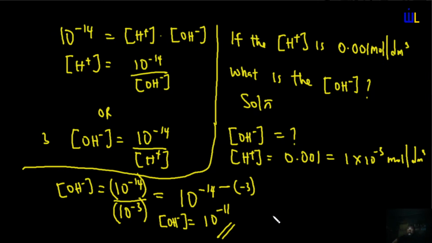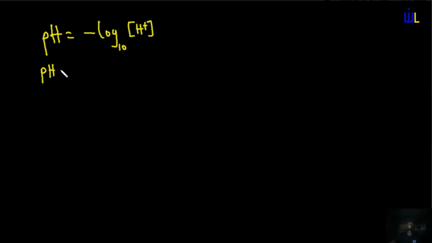Now we are going to get into pH and pOH in details. The term pH is a mathematical expression which is used as a measure of acidity and alkalinity, and it is mathematically described as pH equals the negative logarithm to base 10 of the concentration of hydrogen ion. You could also say that pH equals the negative logarithm to base 10 of the concentration of hydroxyl ion.